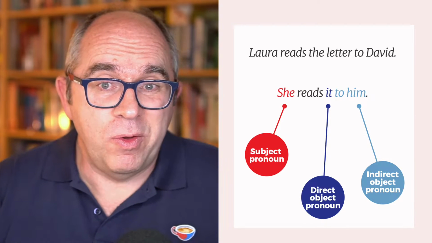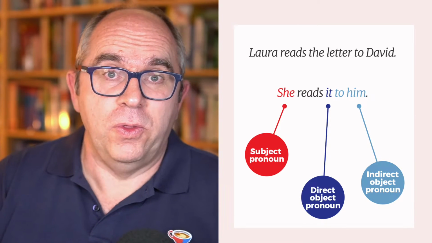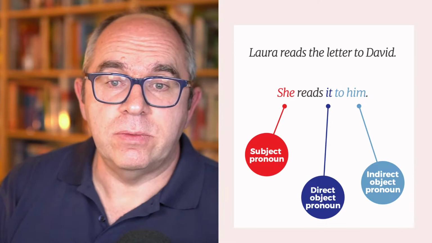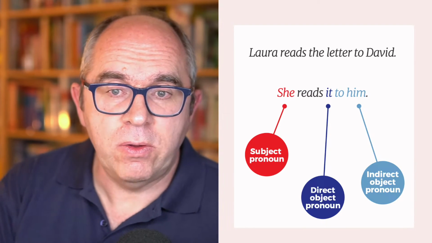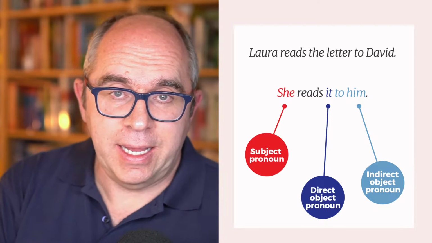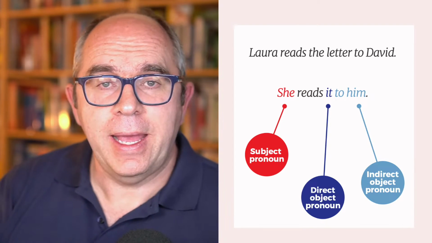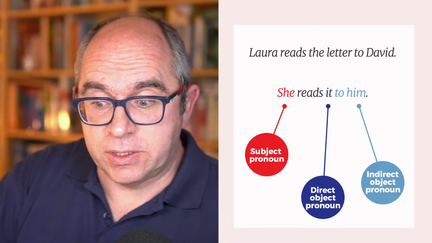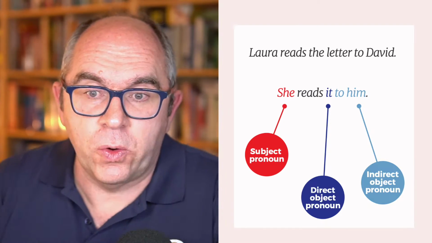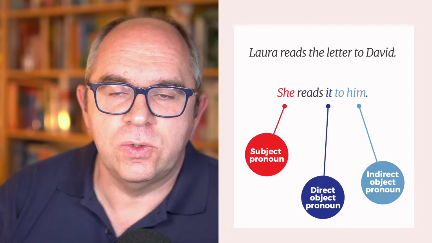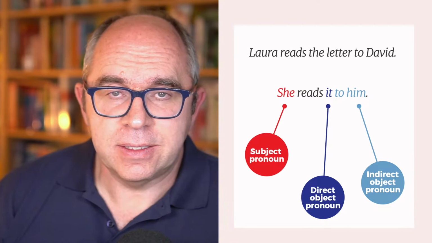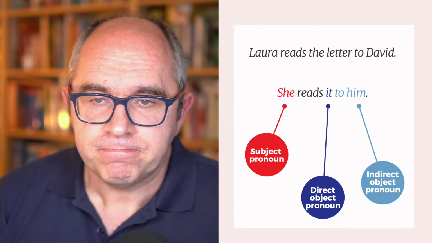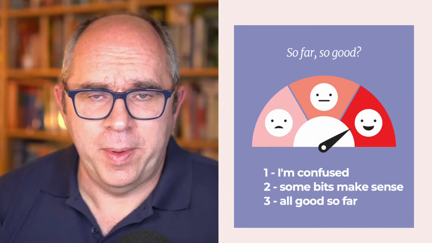We could replace to David with to him. And in fact, we can replace all three of those words, Laura, the letter, and David, with different pronouns. She, that would be a subject pronoun, reads it, direct object pronoun, to him, indirect object pronoun. So to him there is an indirect object pronoun, because there's a direction involved, it's going to him. The preposition to is what makes it indirect. It is replacing the letter, and she is replacing Laura. So hopefully that all makes sense.